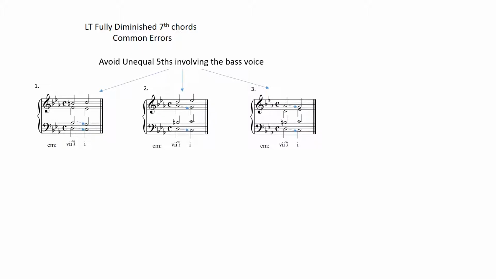This is why the first inversion leading tone fully diminished 7th chord typically resolves to a tonic triad in first inversion, as the bass will move up by step to avoid the unequal fifths.